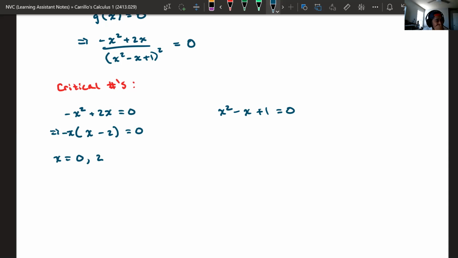So what's another way of solving a quadratic that is set equal to 0? The quadratic formula. So we have the quadratic formula says that x is equal to negative b plus or minus.